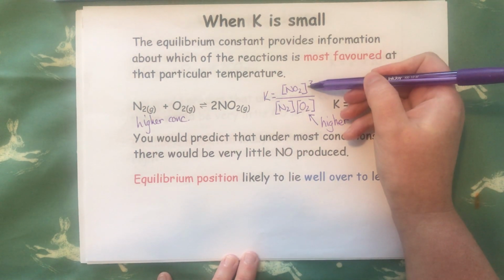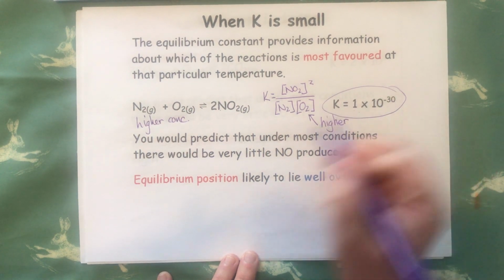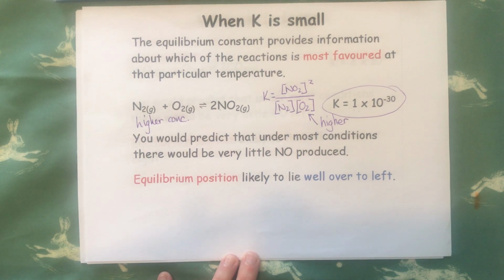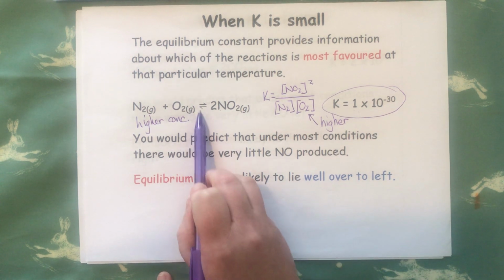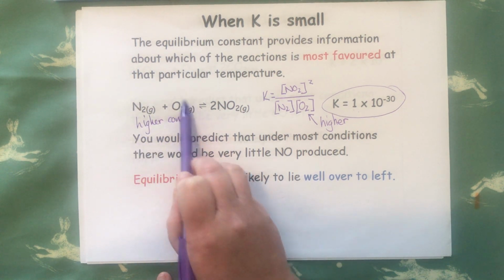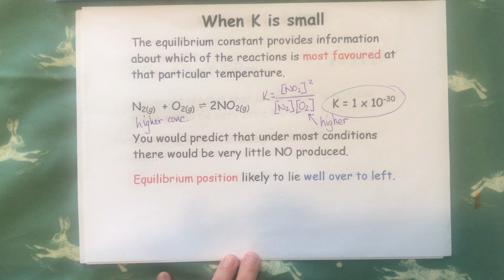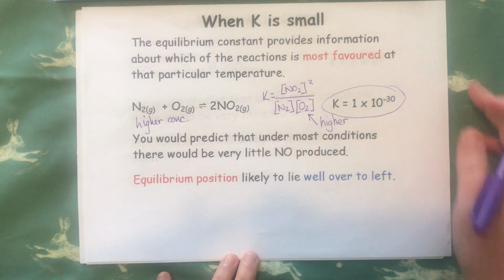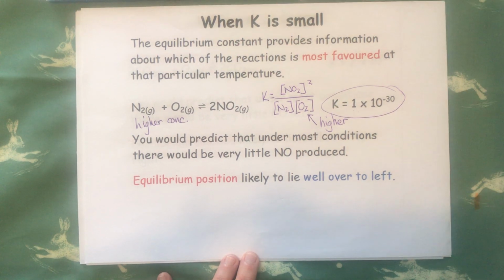And when we have small over large, it will inevitably give us a very small number. So when we have a small K value, we will always favour the reactant side and we'll have a higher concentration of reactants, meaning that the equilibrium position will lie well over to the left-hand side.